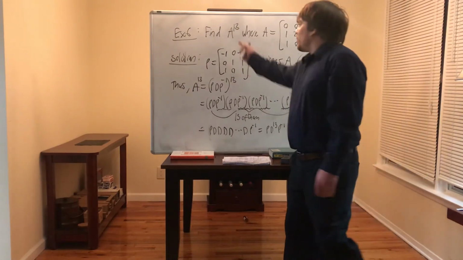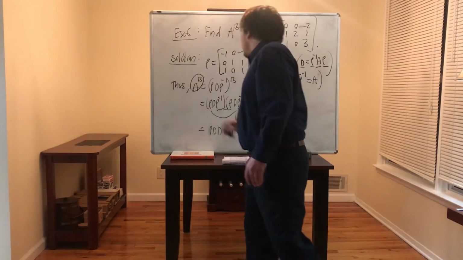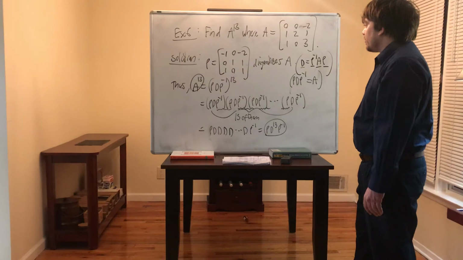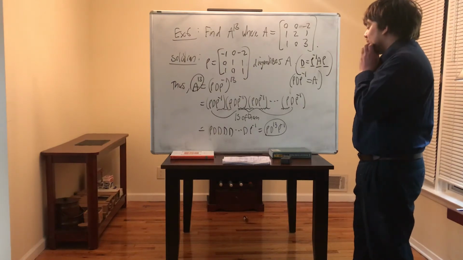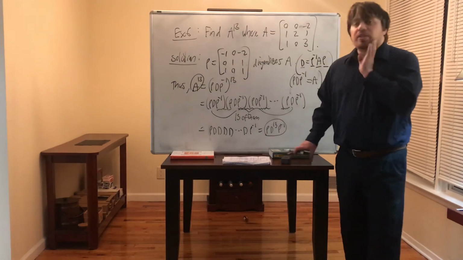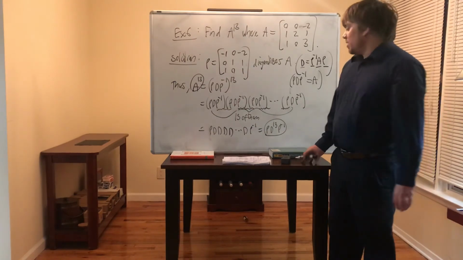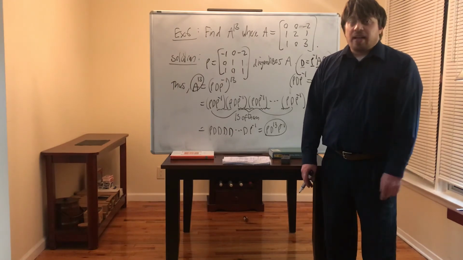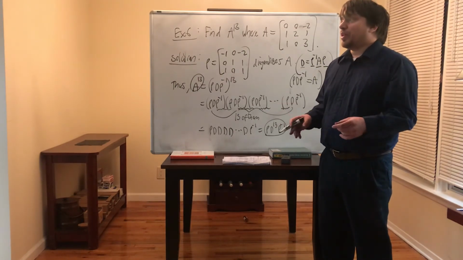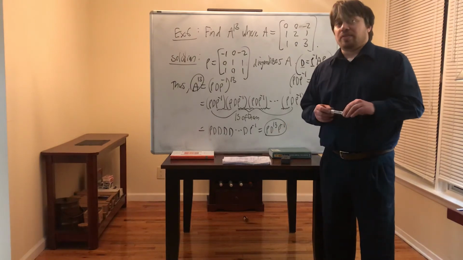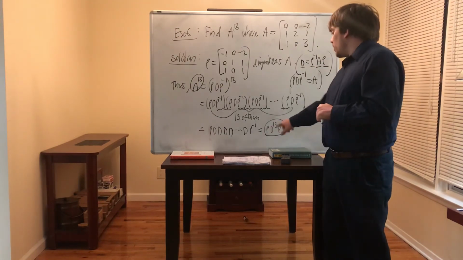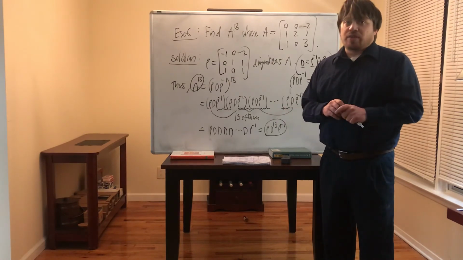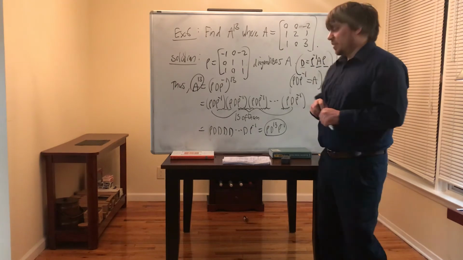So what we found, we were finding A to the 13th power. Well, A to the 13th power is equal to P times D to the 13th power times P inverse. Okay? And so the reason why we did this was because D to the 13th power is much easier to find. We're finding a diagonal matrix raised to the 13th power. And to find a diagonal matrix raised to a power, you just raise the entries on the diagonal to that power. So D to the 13th power would be just taking the entries on the main diagonal and raising each of them to the 13th power and then putting them in that place.